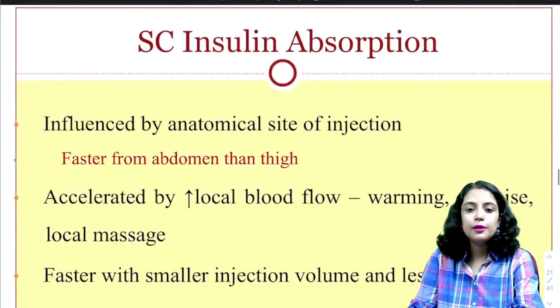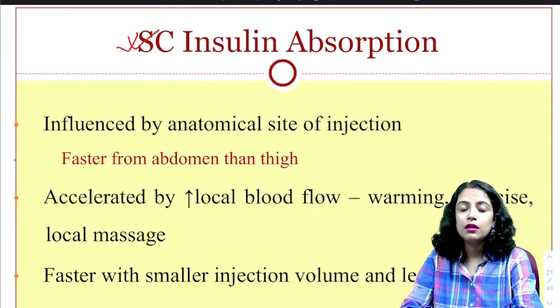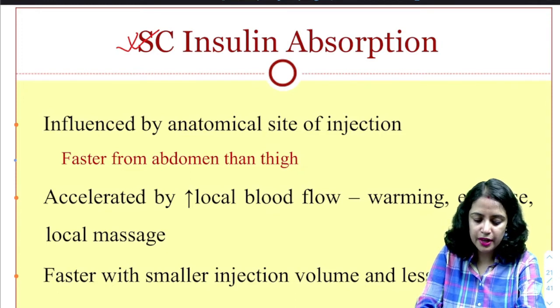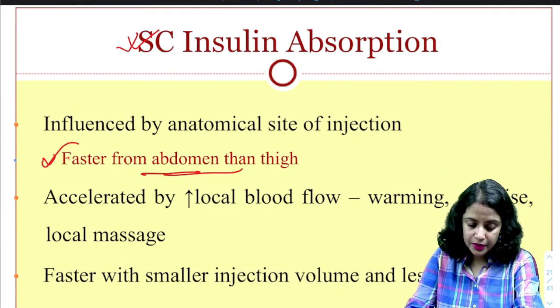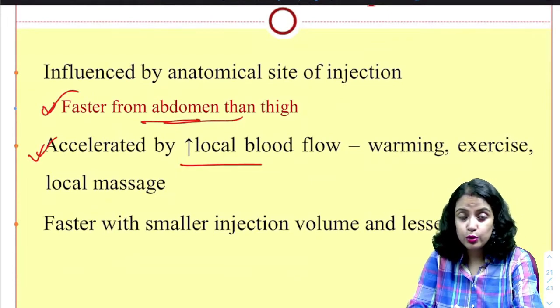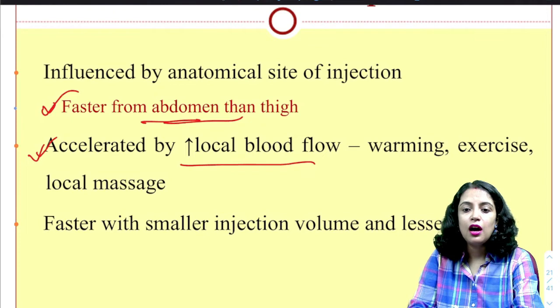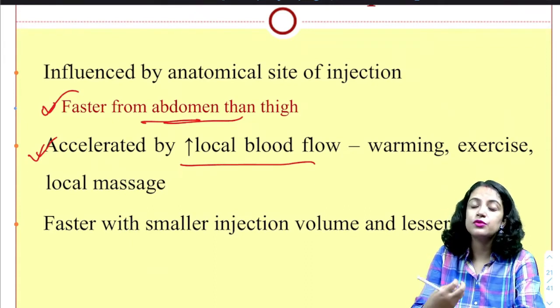If we talk about the absorption of insulin, subcutaneous insulin absorption is influenced by the site of injection. It is faster from the abdomen compared to other sites, and that is why it is advisable to begin insulin using at the abdomen. It is accelerated by increased local blood flow. That means after exercise or warming or local massage may result in increased absorption, because there will be increased local blood flow.